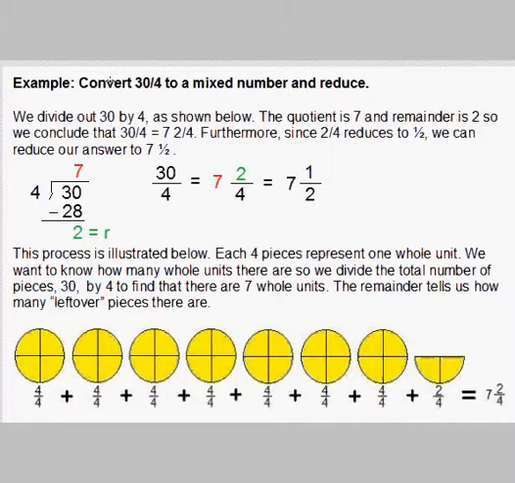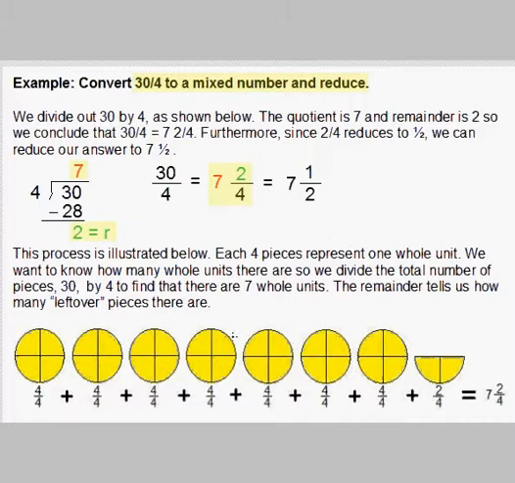And here's another example. Convert 30/4 to a mixed number and then reduce the answer. So we use that procedure. We divide 30 by 4. We get a quotient of 7, which is our answer without the remainder. We take 7 times 4 is 28. We get a remainder of 2. That's the numerator of our fraction part. So 30/4 equals 7 and 2/4. And 2/4 reduces to 1/2 because we can divide both 2 and 4 by 2.